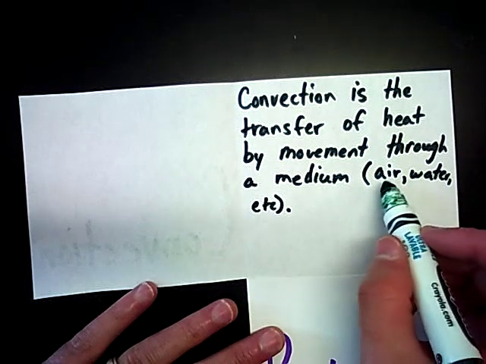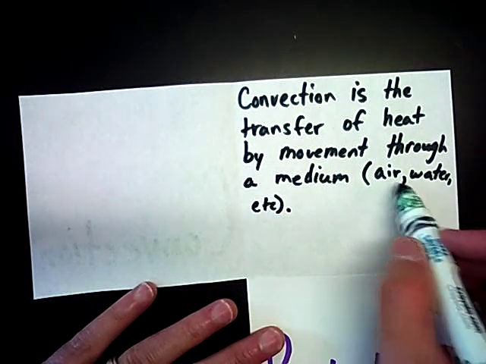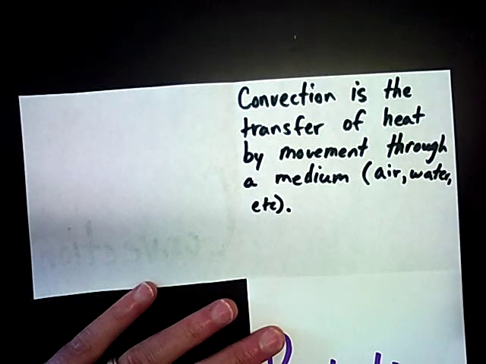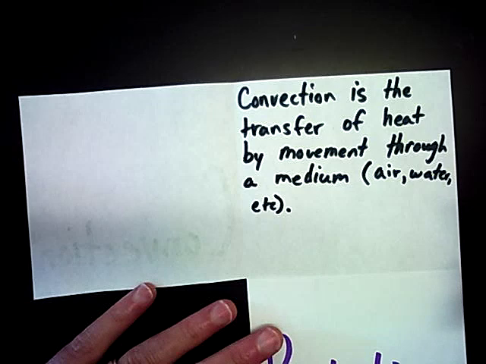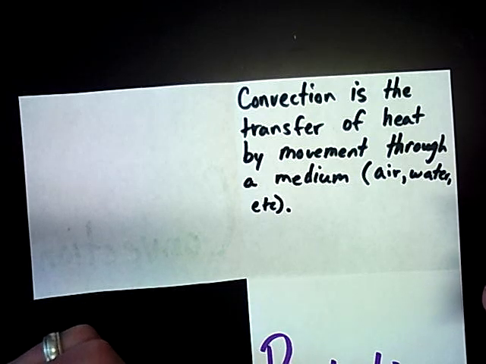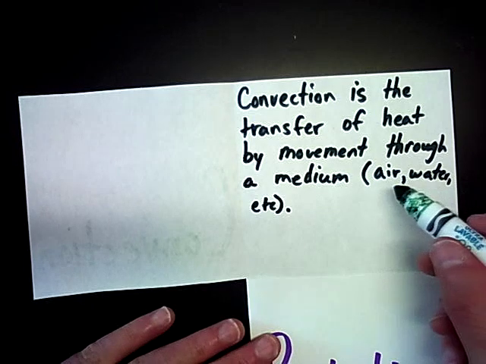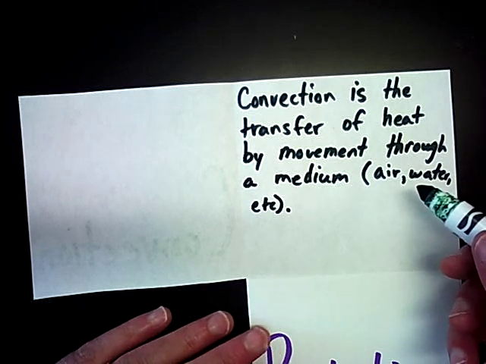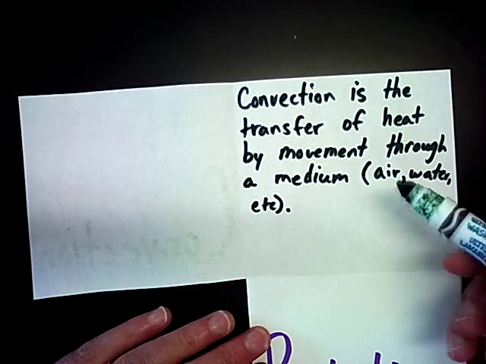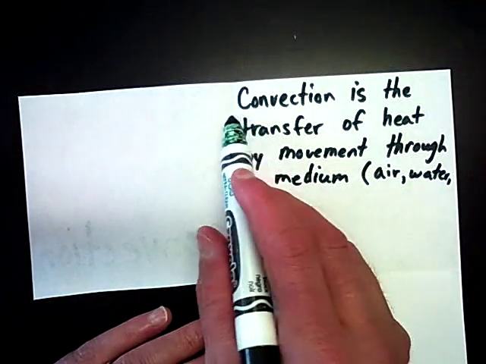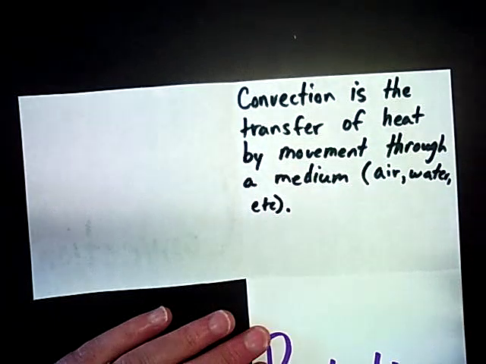This usually ends up being something like air or water, although it could be other mediums like in the Earth's crust. Underneath the crust is the mantle, and there's a rock that is solid, but it kind of moves like a fluid because it's so hot, and convection happens there. So anytime you have something that can move like a fluid, whether it be a gas, a liquid, or a solid, and you have a heat source, it can move heat through it in this method, convection.